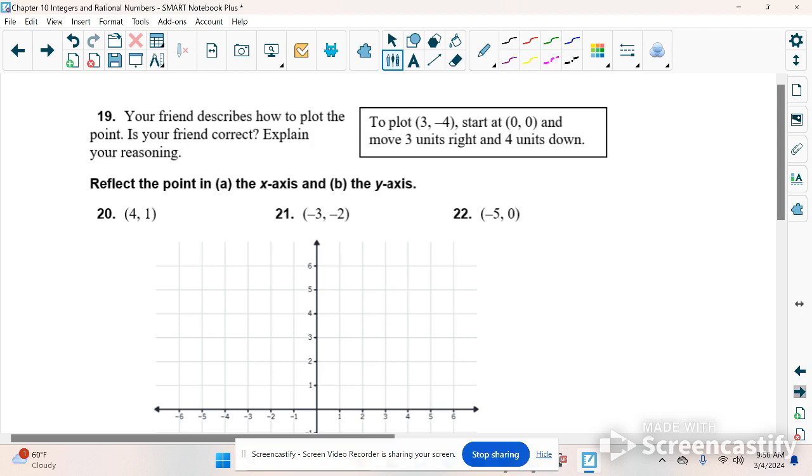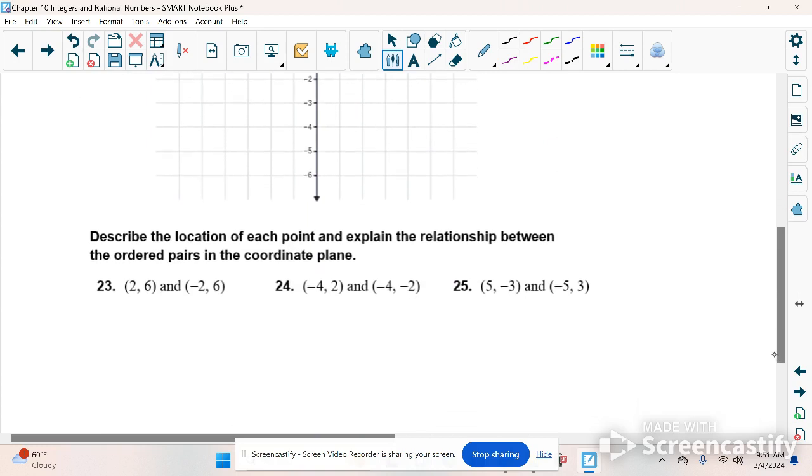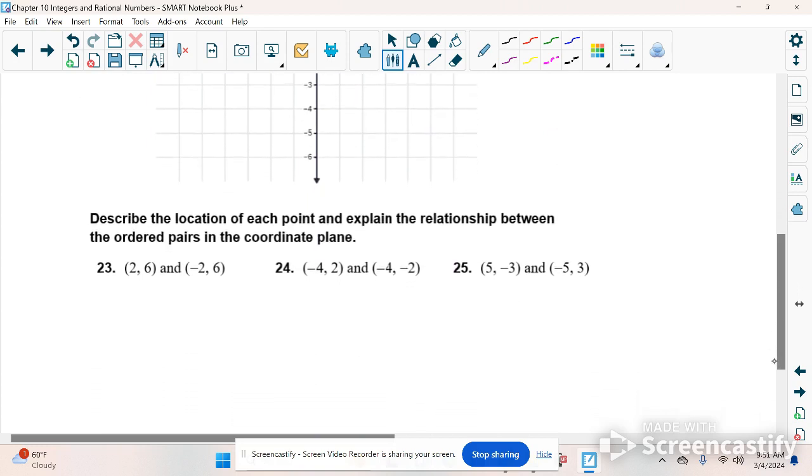Because if you move this way on the x-axis, that's positive, and then he goes down, and that's negative. This is your left. This is your right. He is right. He is correct. Y'all got to learn your left and right. All right. So yes, he is correct.